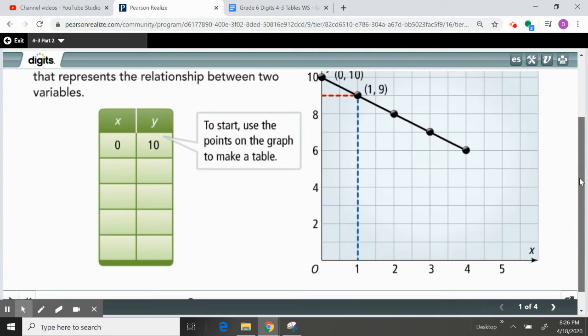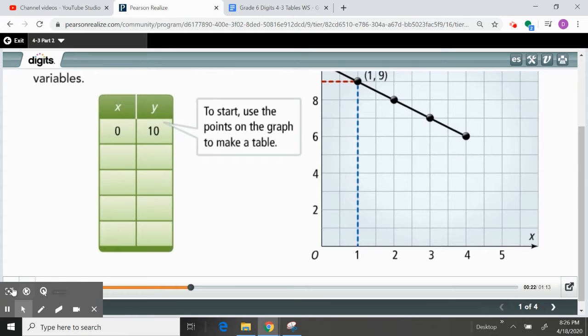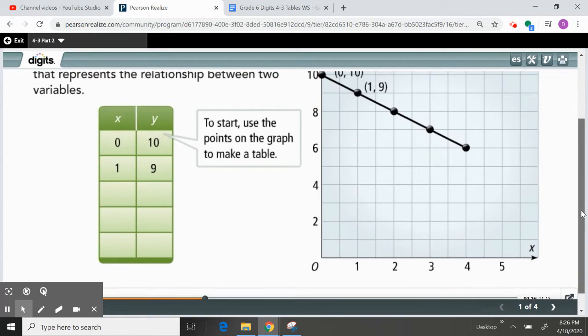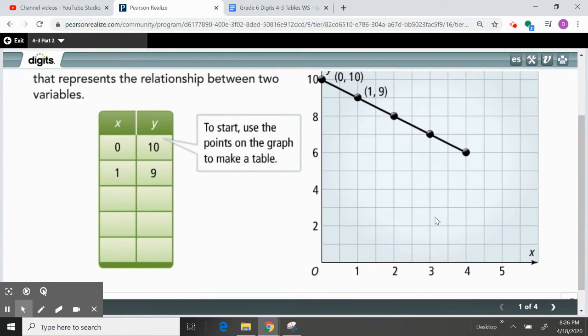Okay, so just be aware there. Let me show you. Let's let 1, 9 go into that data table there. So they showed you the first 2 points. The first 2 points being 0, 10, so over 0, up 10. Your second point is 1, 9, over 1, up to 9. And then think of what the next point is going to be. 2, what? Then 3, what?